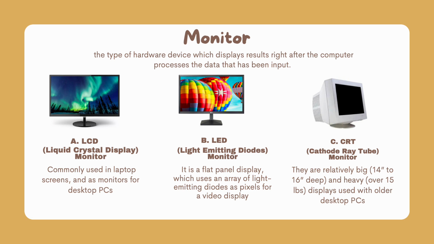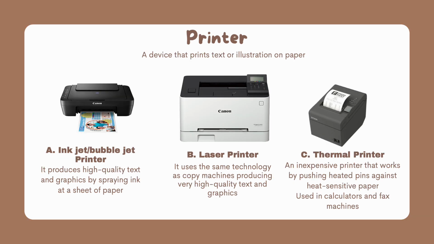Next, the monitor is for display, only for soft copy. The printer, on the other hand, displays information on paper. So, the first one is the inkjet or bubble jet printer. It produces high-quality text and graphics by spraying ink at a sheet of paper. We have probably all seen an inkjet or bubble jet printer.